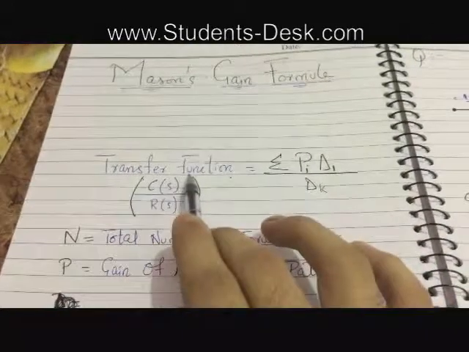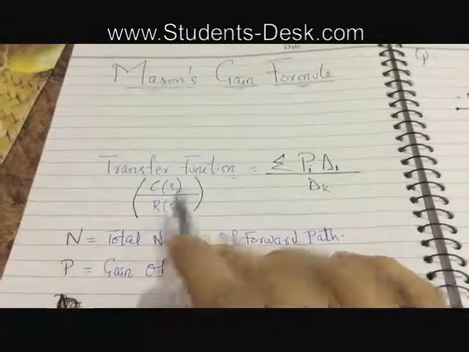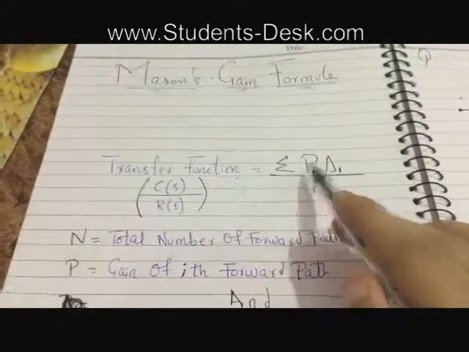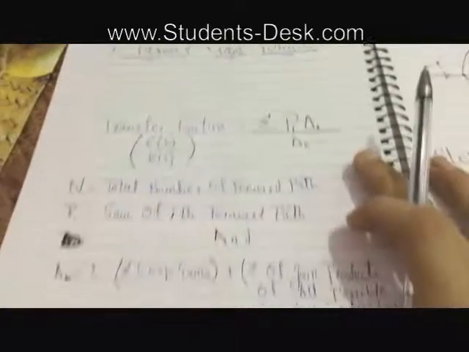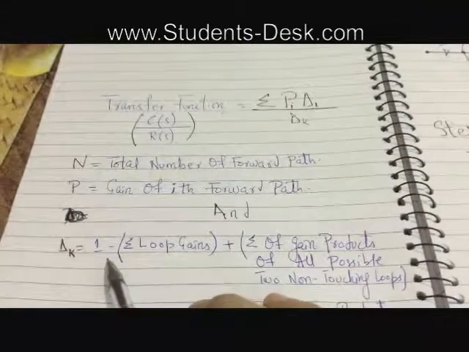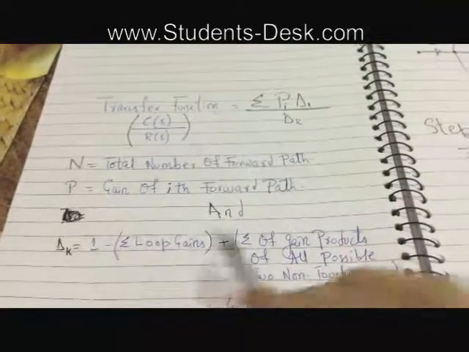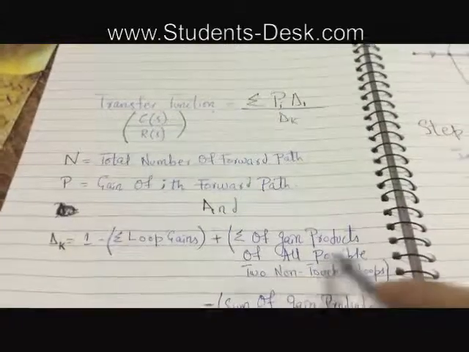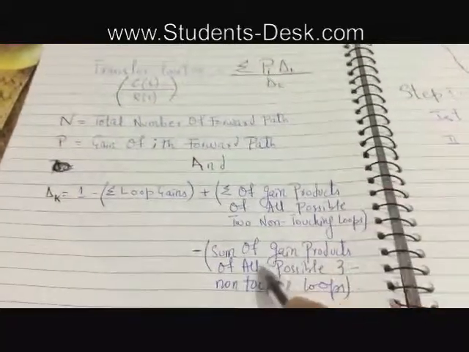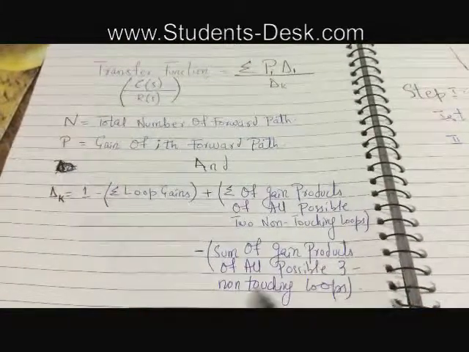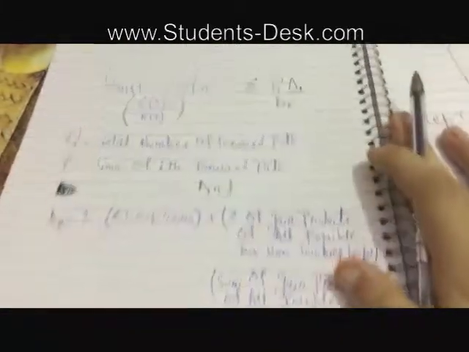Mason's gain formula is: transfer function, which is output divided by input, is equal to the summation of the ith forward path gain times delta i, divided by delta. Now what is delta? Delta is 1 minus the summation of loop gains, plus the summation of gain products of all possible two non-touching loops, and then again minus the sum of gain products of all possible three non-touching loops, and it goes on.